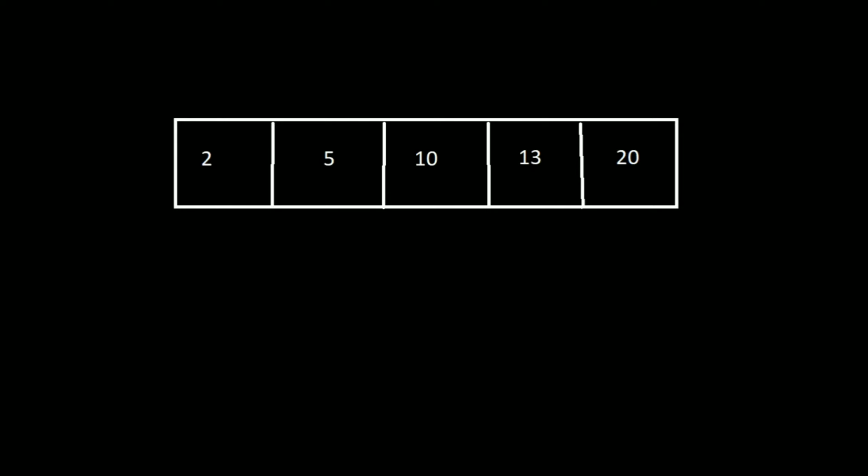But binary search can only work if the array of numbers is sorted. In this case they are sorted in ascending order. You can also do this if it's in descending order. Alright, so let's begin. The first thing we need to know while doing the binary search is the first index and the last index.